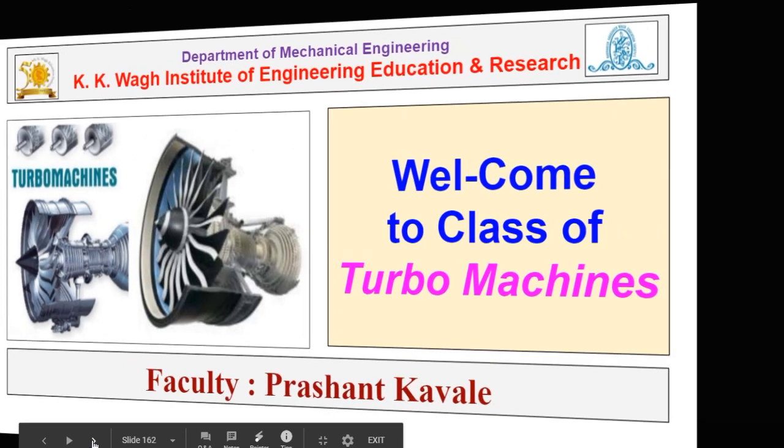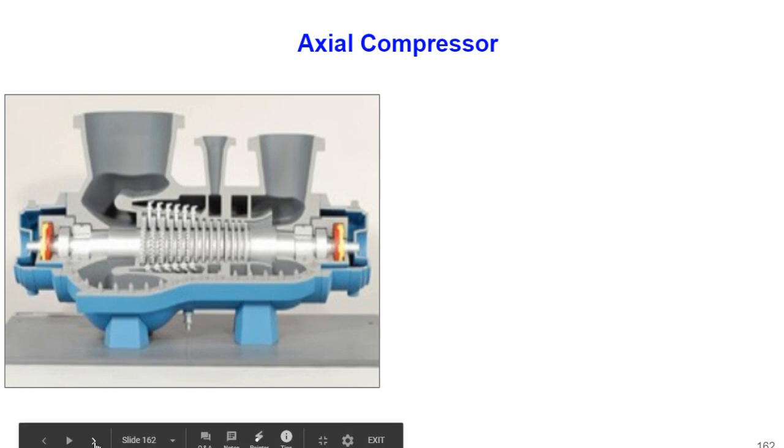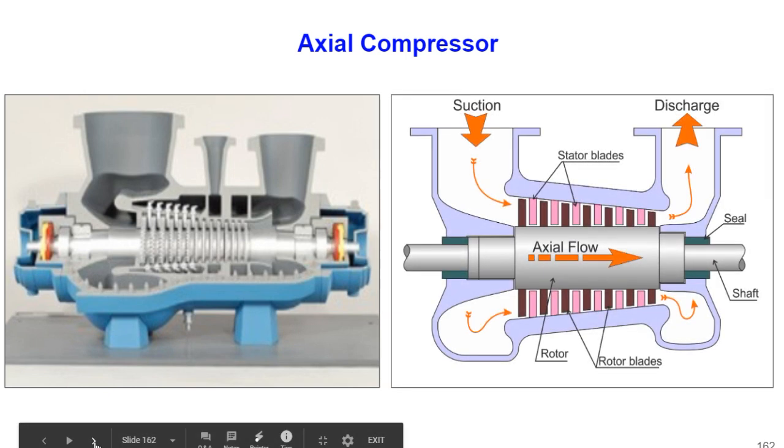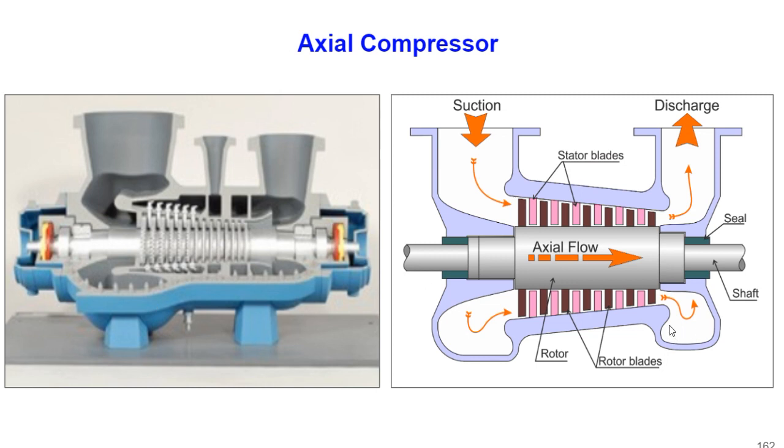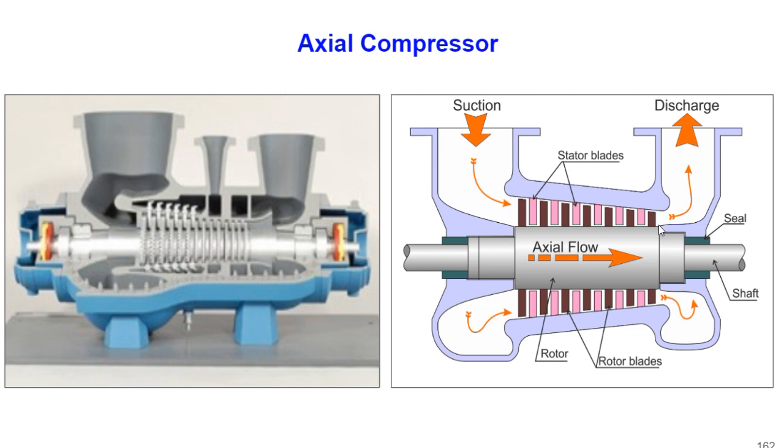So today's topic is axial compressor. So what is the axial compressor? In front of you is a 3D picture as well as a 2D diagram. Just observe it carefully. There is a suction side and a discharge side, and it is trapezoidal in section. So what is a trapezoid? There is an increasing area at the start and a decreasing area at the end. What is the meaning of this? The air is compressing, hence the volume gets reduced.